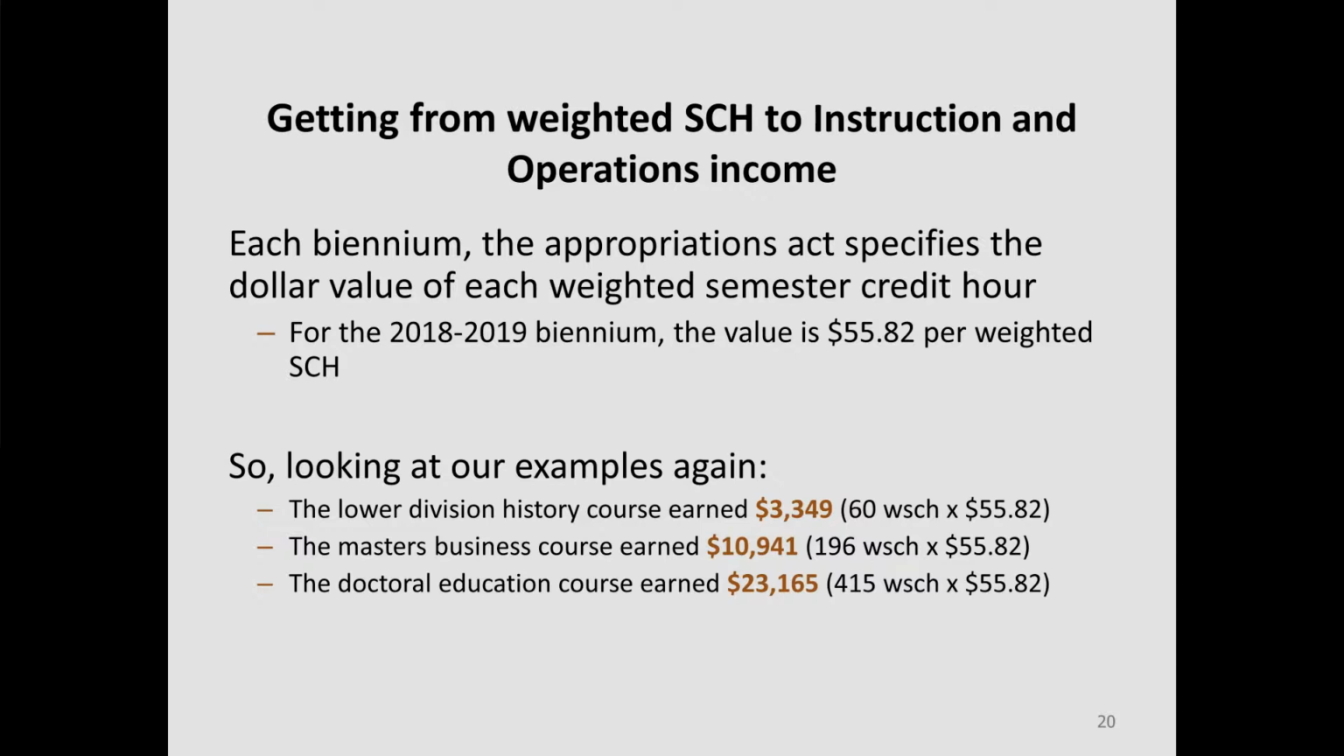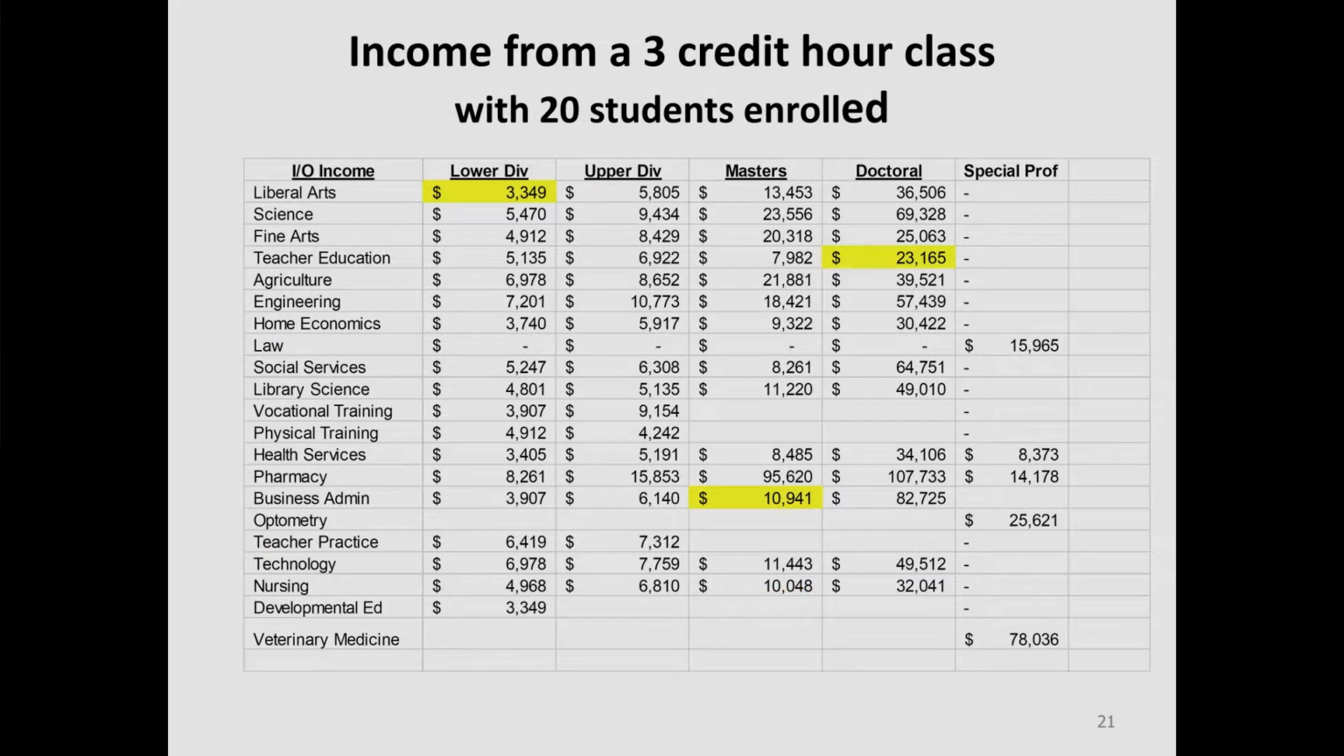As I was saying, you just take the matrix times the number of semester credit hours, and a lower division course would earn $3,349 for 20 students in a classroom. You can see what it would be for other categories. And that just happens across the whole state. So this is showing if we had 20 students in each of these categories, that's what it would look like.